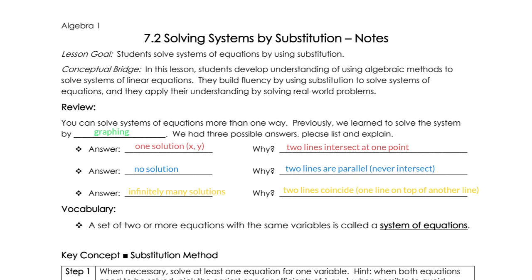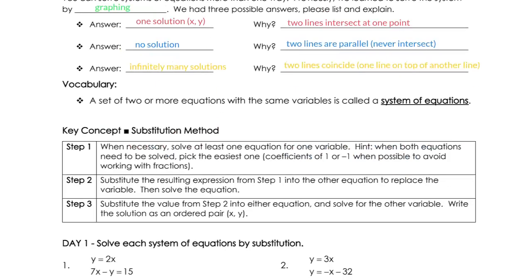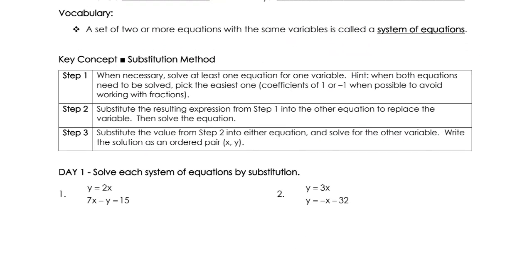Okay, so to review this vocab word here, a set of 2 or more equations with the same variables is again called a system of equations, which is what we are still focusing on today. For the substitution method here, we have a few steps to pay attention to. Step 1 says, when necessary, solve at least one equation for one variable, meaning isolate a variable. You'll notice that there are some hints about what to do if you actually have to do this step, which we will talk about obviously when we get to those problems.